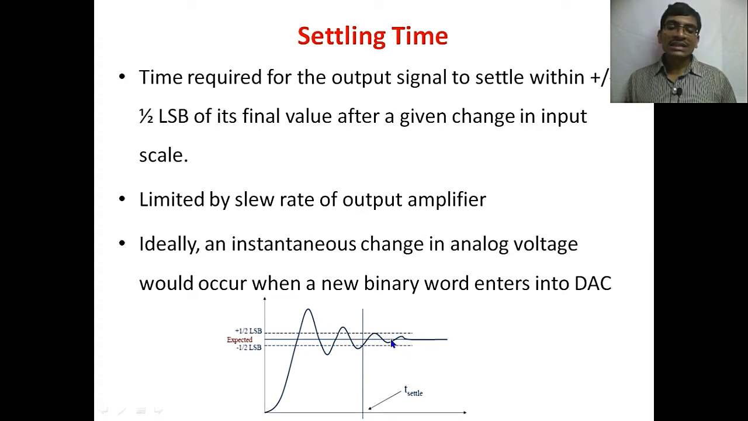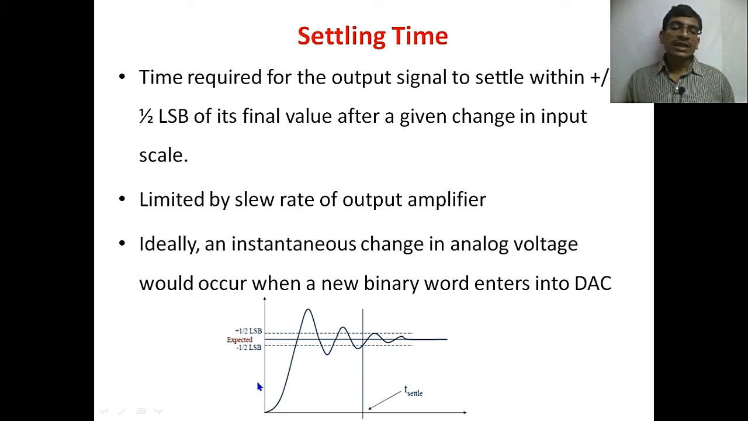This settling time means the half LSB variation in the analog output. These two dotted lines tell us the swing between plus or minus half LSB variation of the output signal. When the output enters this plus or minus half LSB variation at this point of time, that is called the settling time.